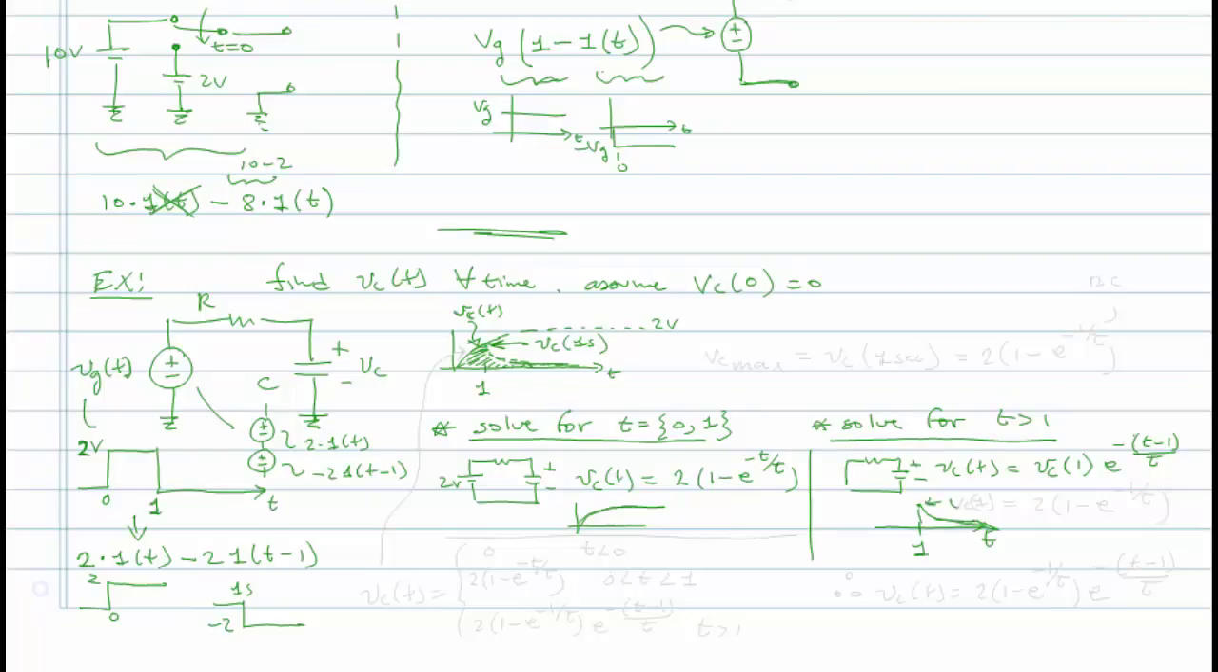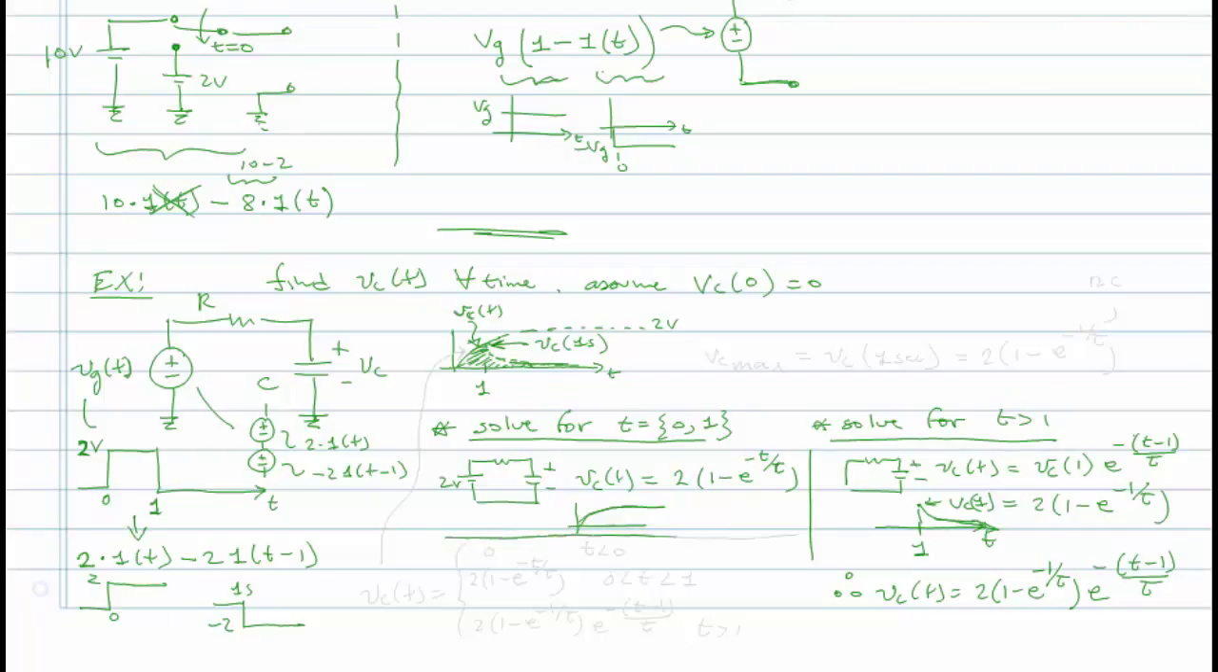And the value here is VC of 1, which we can just get from our solution from the first interval. It's going to be 2 times 1 minus e to the minus 1 second over tau. So therefore we can write VC of t will be equal to 2 times 1 minus e to the minus 1 over tau, times e to the minus t minus 1 over tau.